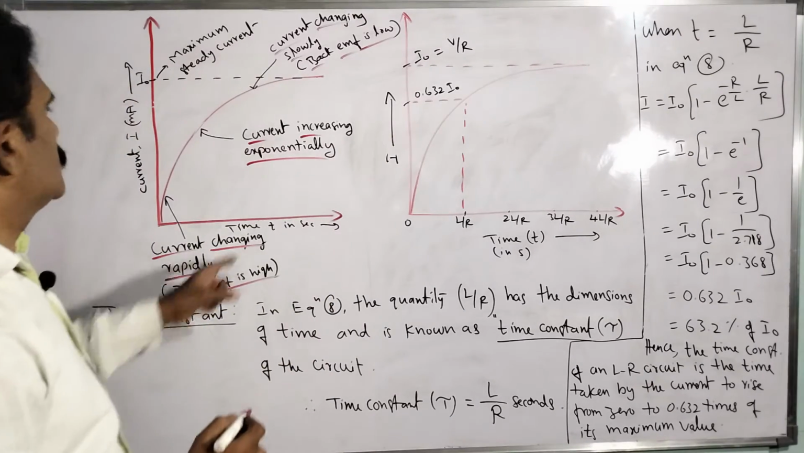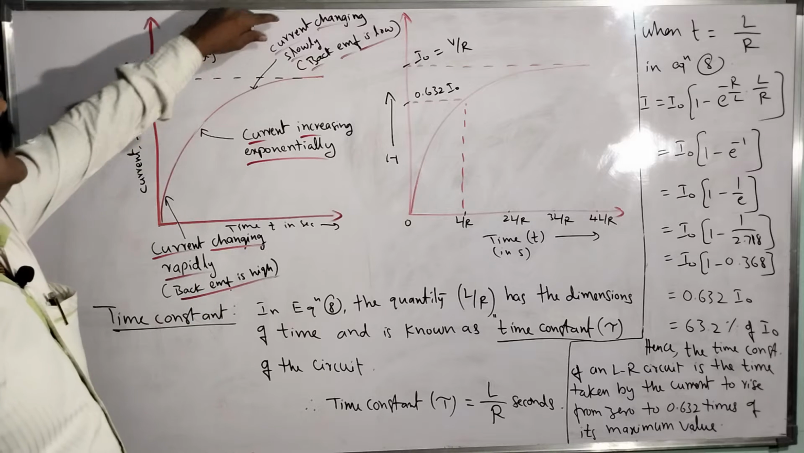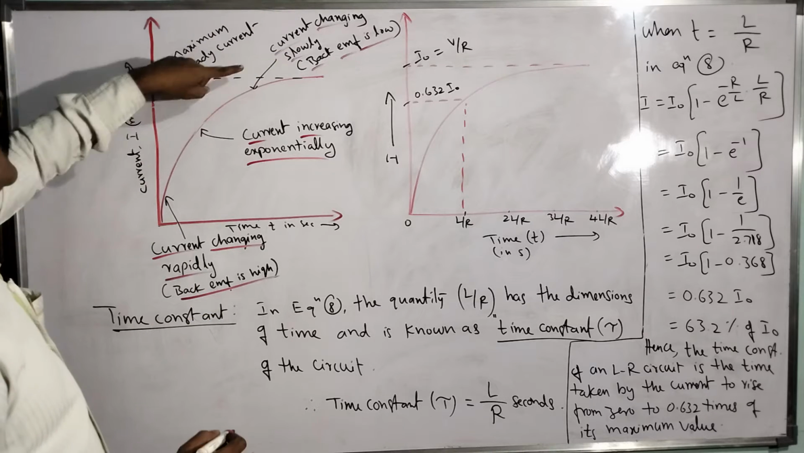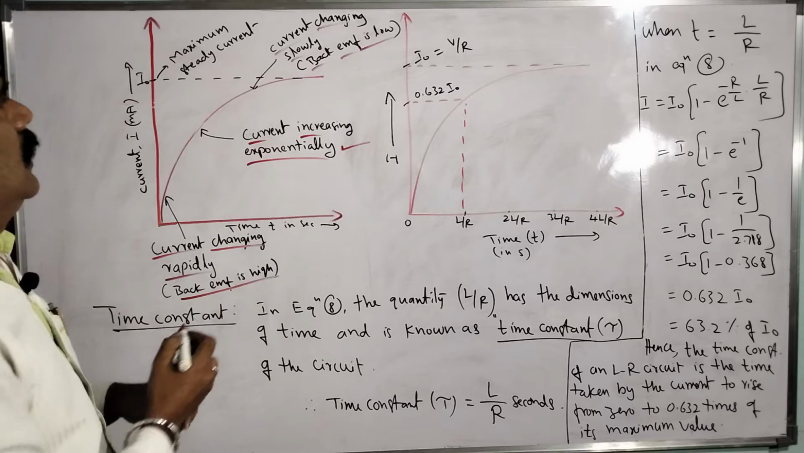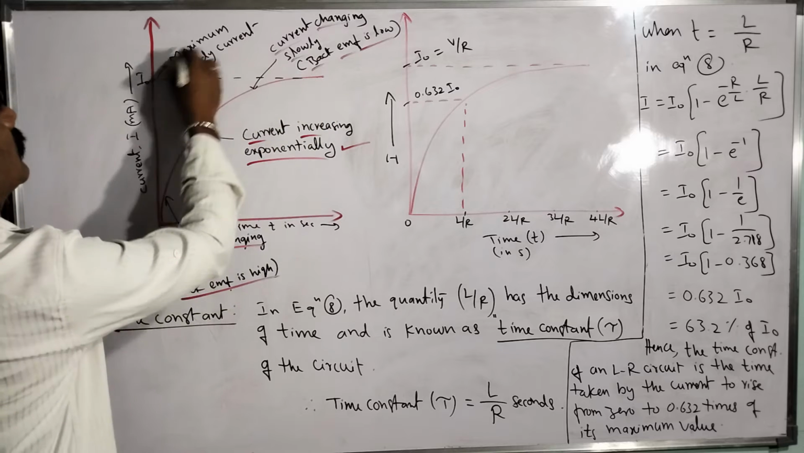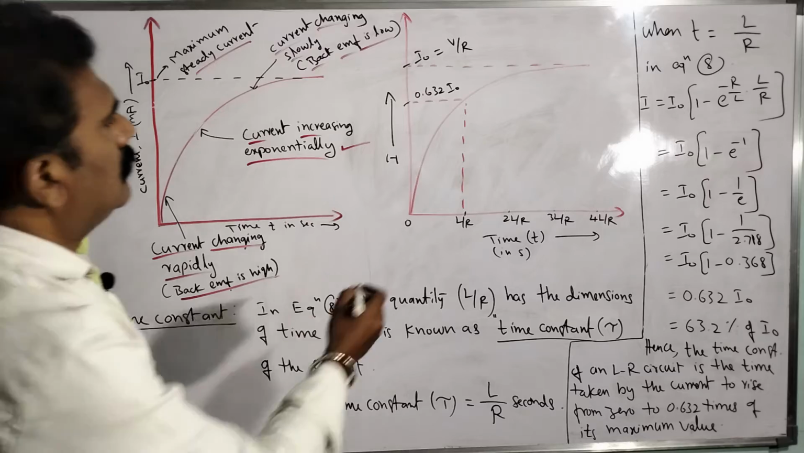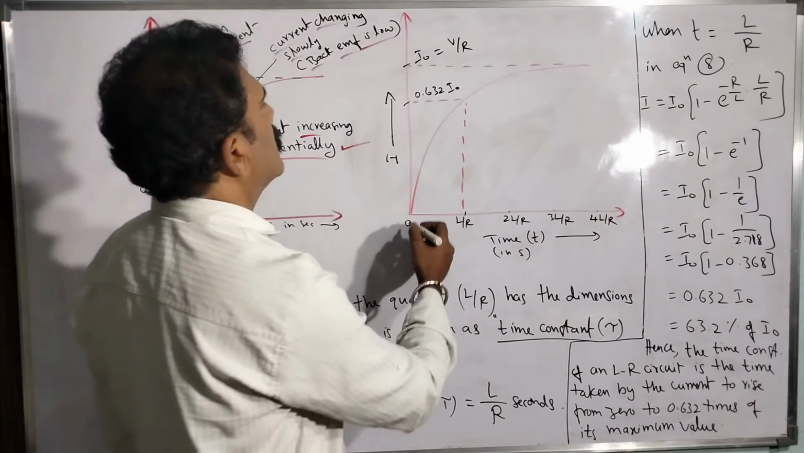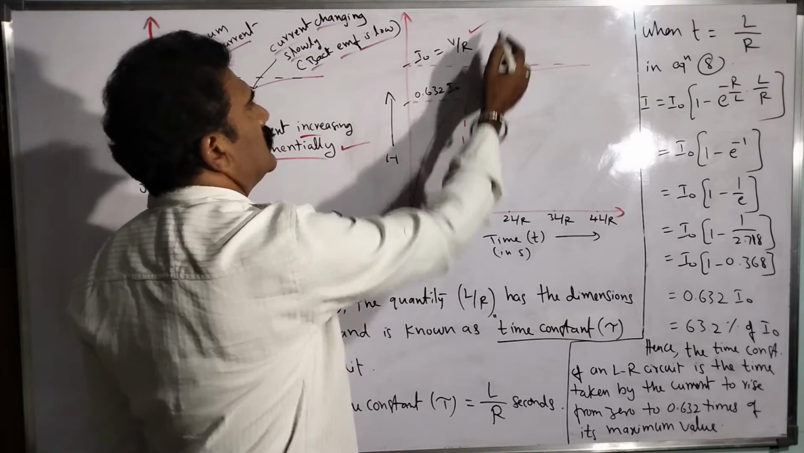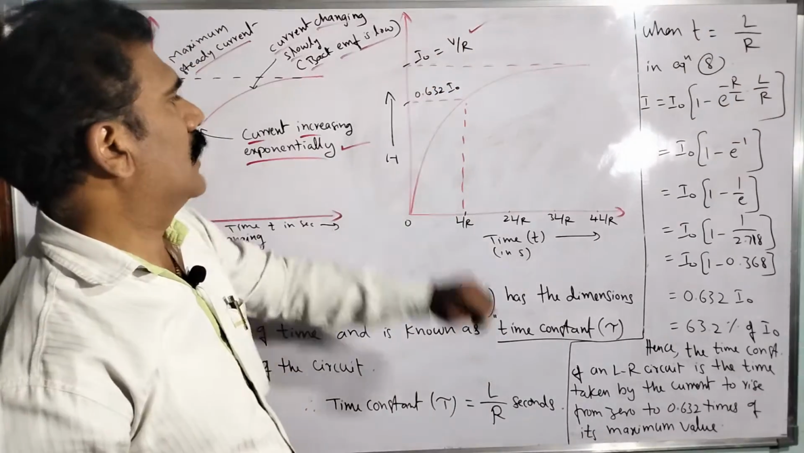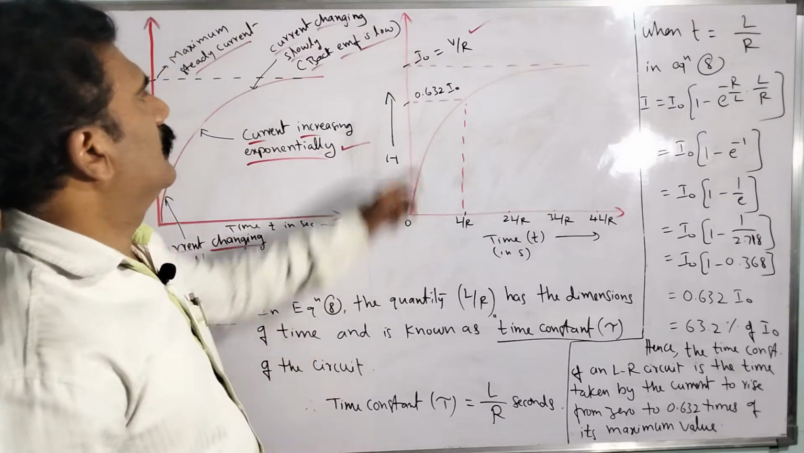So because of these two reasons we can say the current changes rapidly in the beginning and slowly at the end, but in between the current increases exponentially. This is the maximum steady value. So the maximum steady current is I naught. Now look at the second graph, the same exponential increase of the current. The current I naught is obtained by the ratio V by R according to Ohm's law. The steady current can be calculated as V by R is equal to I naught.